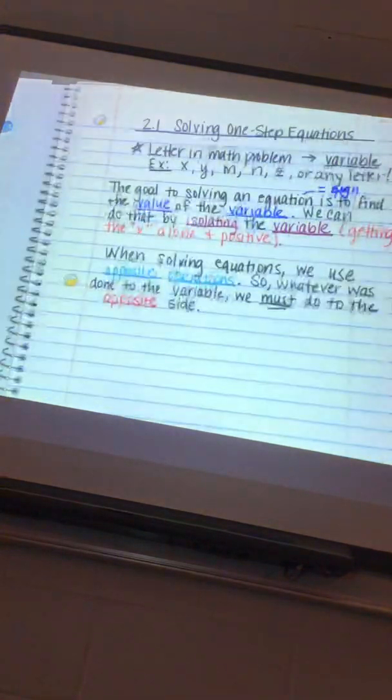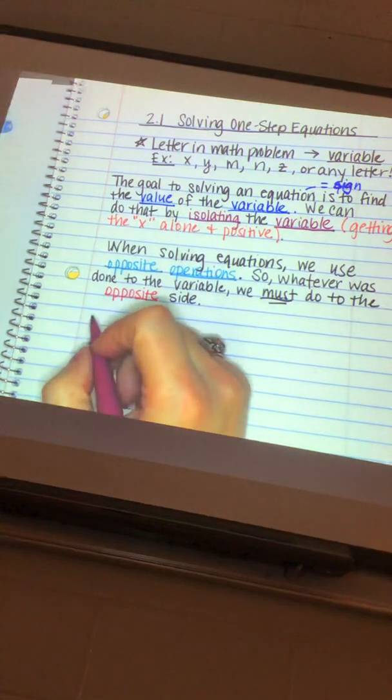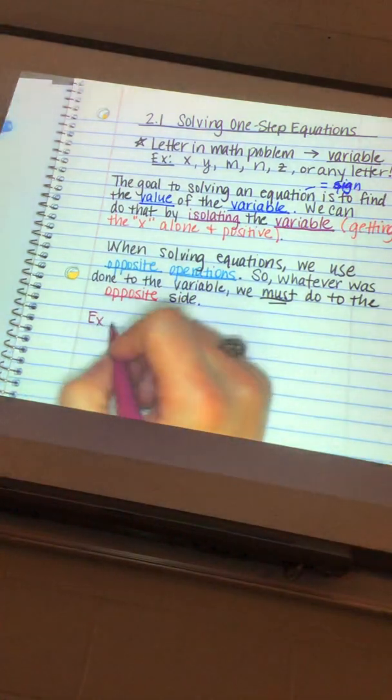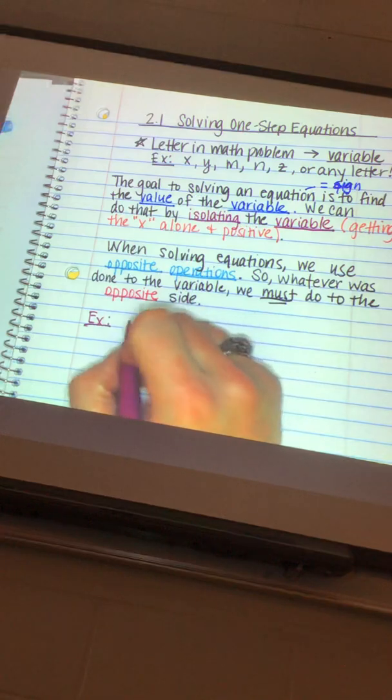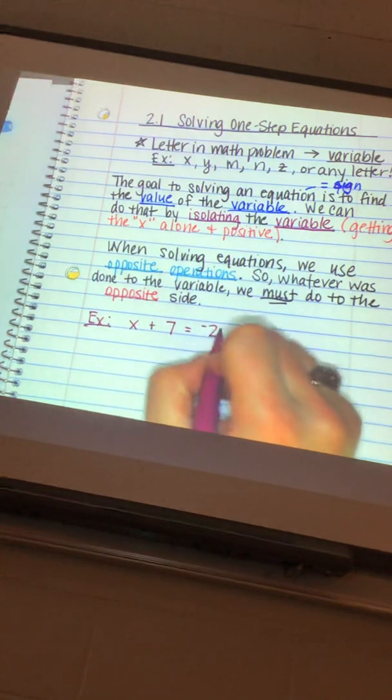So here we're going to start some examples. These are just one-step equations, and hopefully this will be a review from 6th grade. You did one-step equations in 6th grade. So here's an example. X plus 7 equals negative 23. So go ahead and write that down.